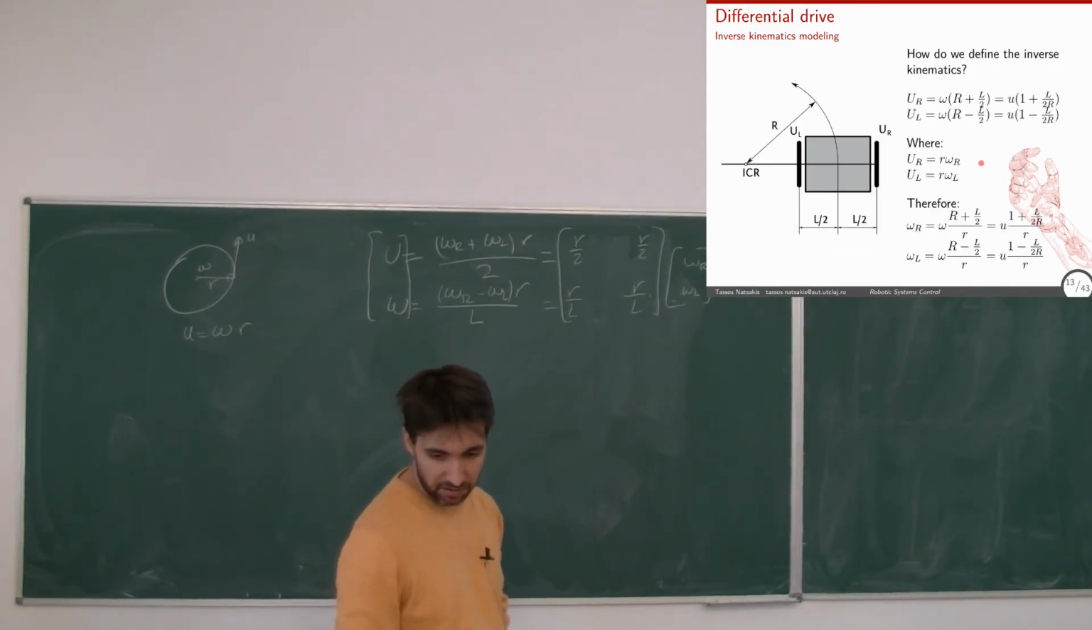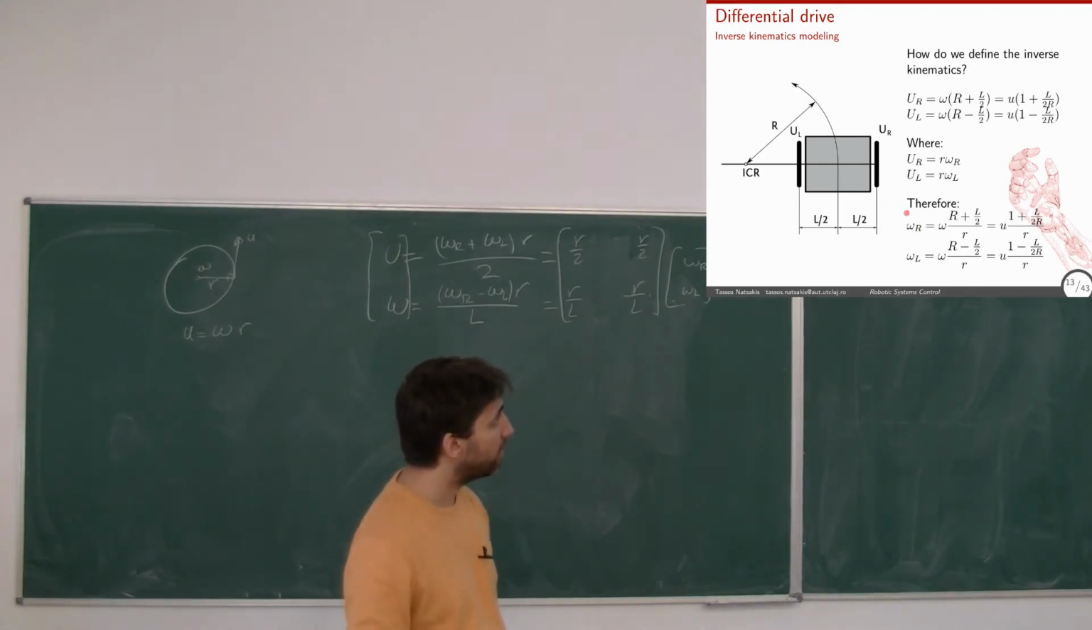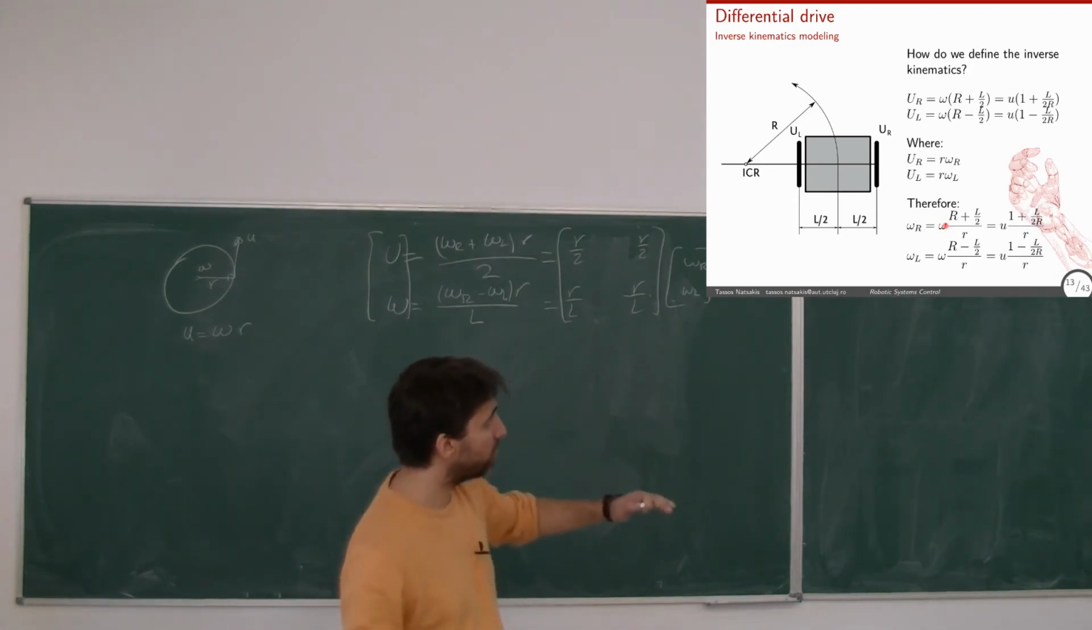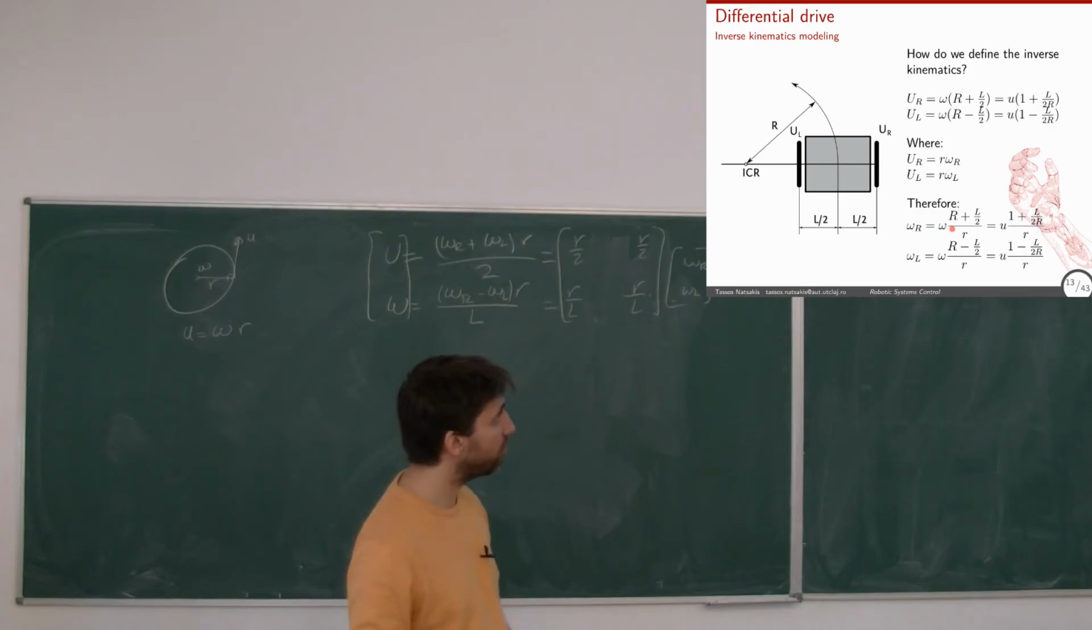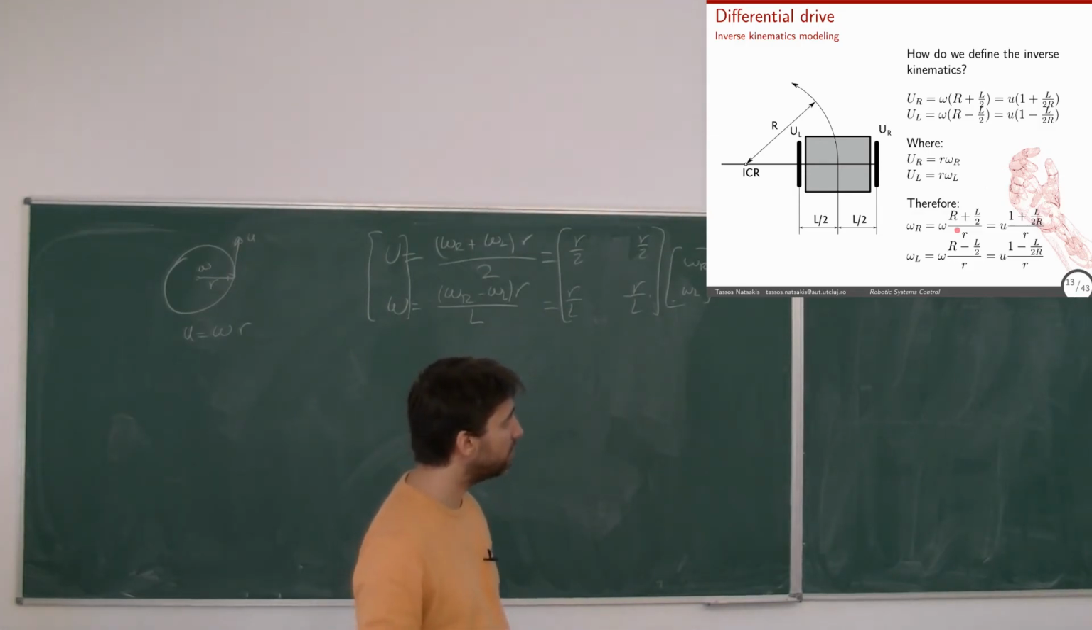Basically I will end up with something like this, where I have the angular velocities of the wheels as a function of the angular velocity of the robot and the instantaneous center of rotation, or the linear velocity of the robot and the instantaneous center of rotation, right? Because we know the relationship between omega and u, it's fixed. It's this omega times R, big R, equals to u. Okay?